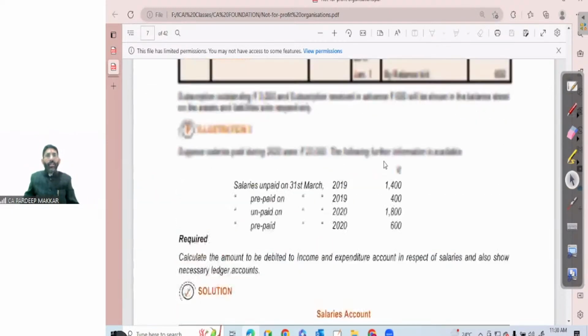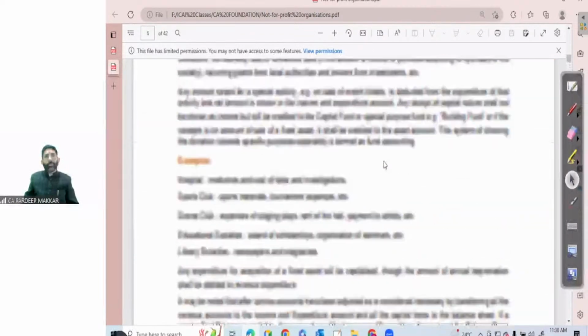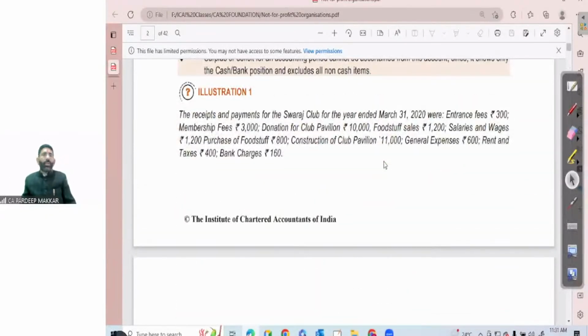See, here it is. This is an illustration given to you for this purpose. This illustration helps us to understand the receipt and payment account for Swaraj Club for the year ended. First of all, entrance fees is there, beta. We know it very well that there is no difference between capital and revenue income in this account. So this is our income which is to be entered in the receipt side.